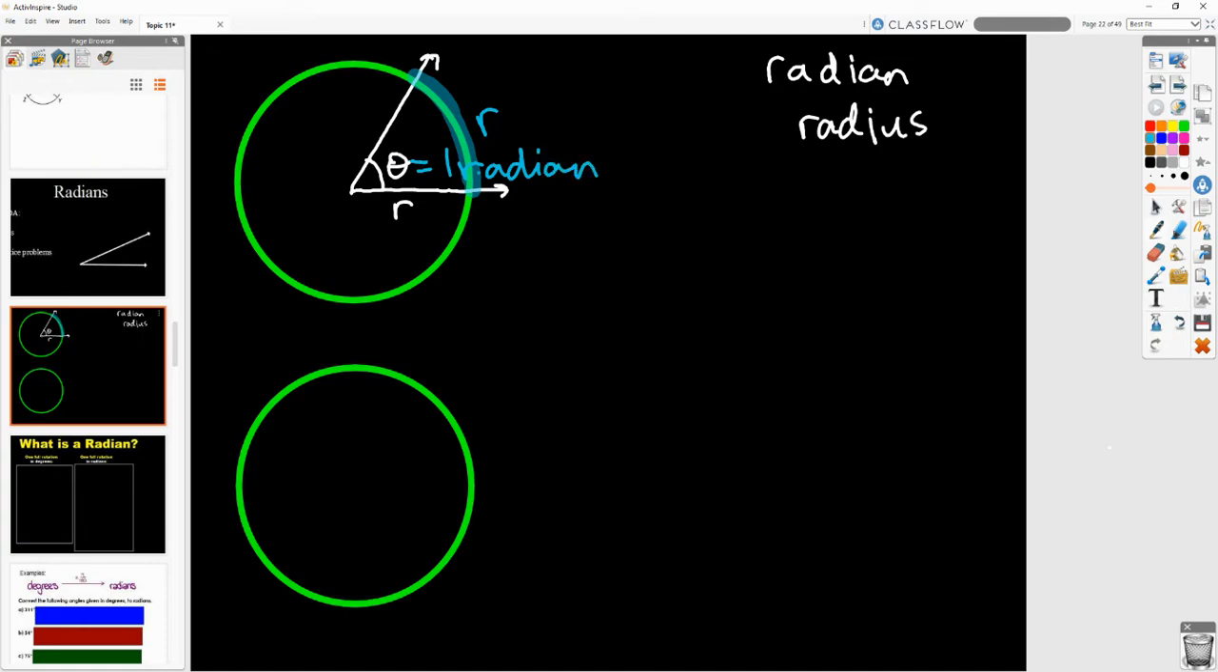So 1 radian occurs when the length of the radius equals the length of the arc. That's the first two blanks to fill in on your notes. 1 radian occurs when the length of the radius equals the length of the arc.